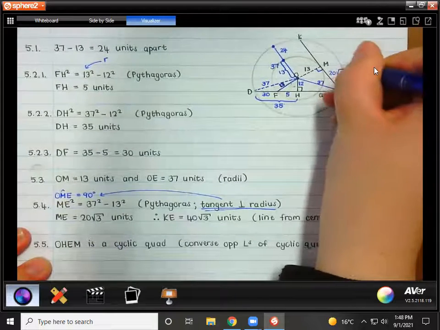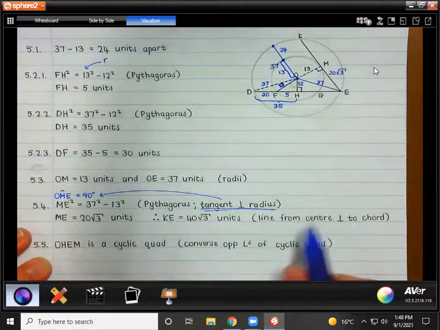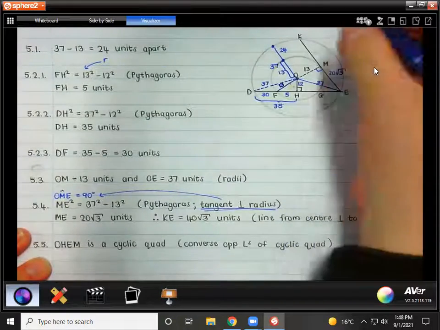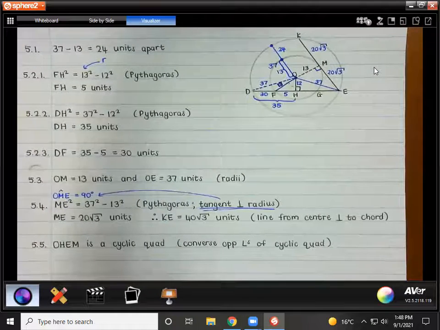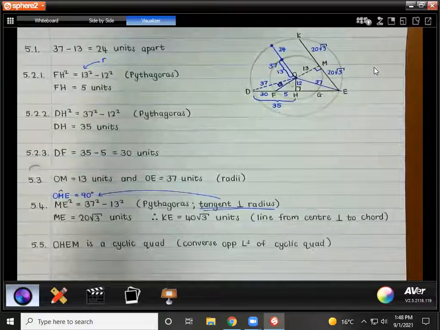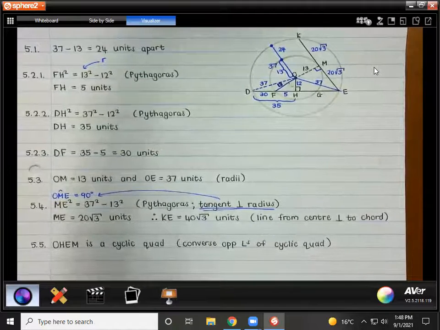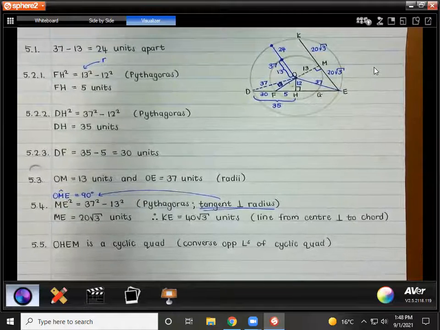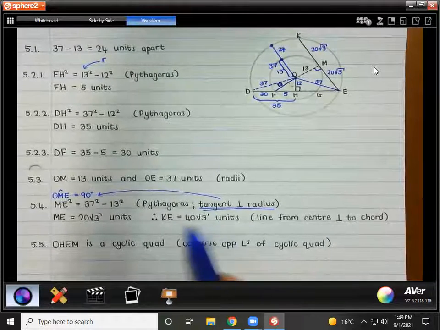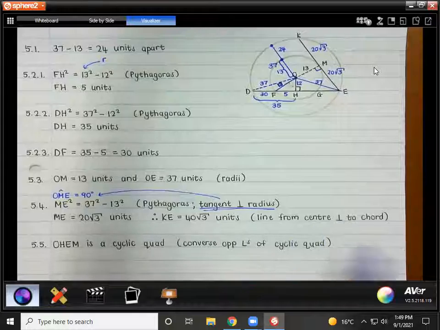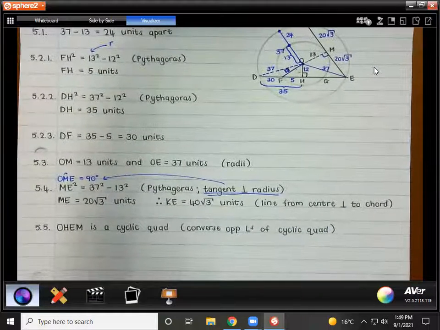20 root 3. And now because of line from center perpendicular to chord, I know that KM will have that same length. And what is 20 root 3 plus 20 root 3? 40 root 3. Okay, you obviously could have written this in decimal form as well, which I'm not sure what that is now. Oh, there's my calculator. Let's see quickly. I think they said actually you have to leave your answer in surd form. Sorry, yes. I was wondering why I didn't work that out. Okay, so in the instructions, they said leave your answer in simplified surd form.